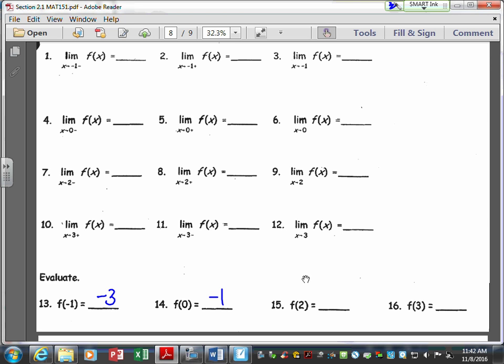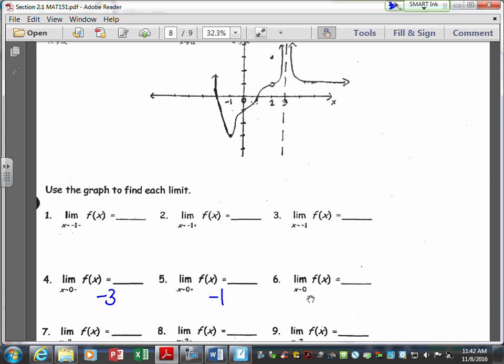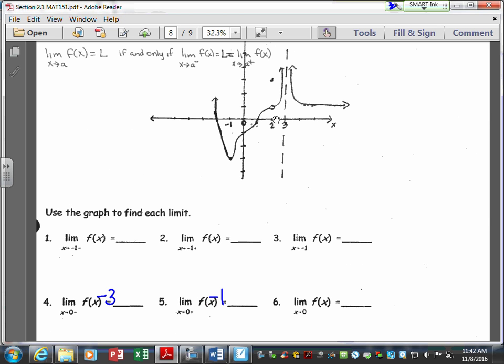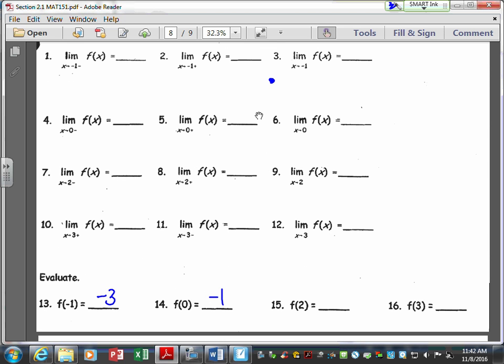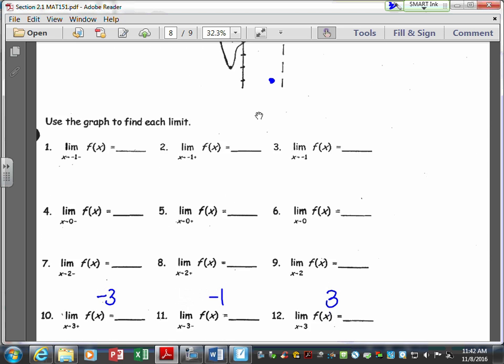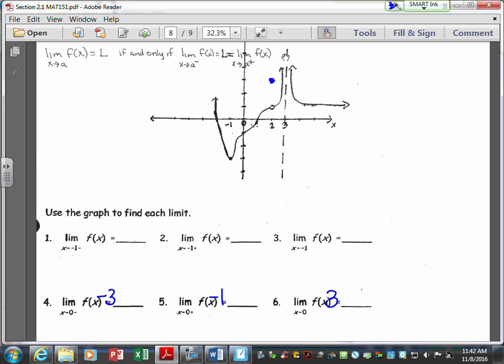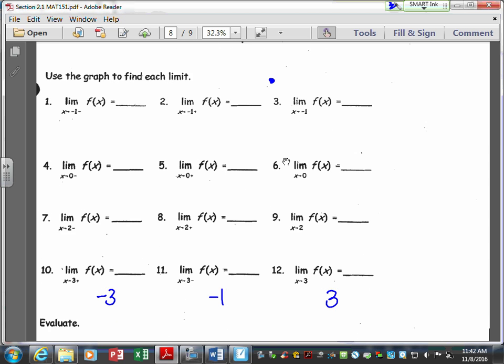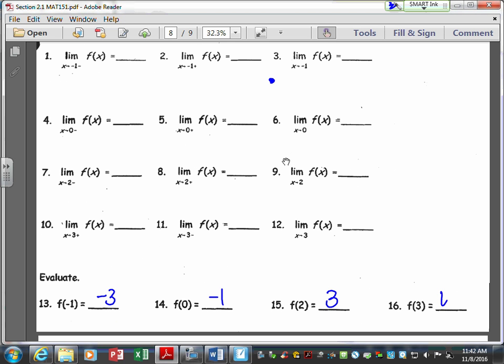What is f evaluated at 2? When x is 2, it's 3. It's here. This is the closed circle, right? So F of 2 is 3. And what about f of 3? Undefined. Yes, absolutely. It's on a vertical asymptote right there. So f evaluated at 3 is undefined. Okay.